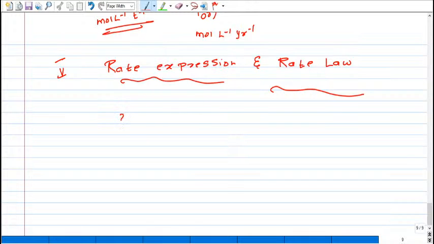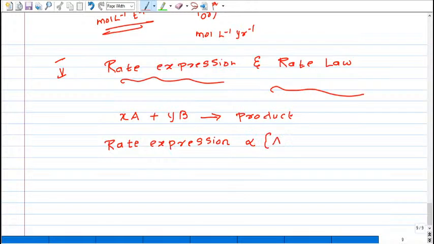For example, if I am going to give an equation like this, xA plus yB gives product, how to express the rate? There is a formula for finding the rate expression. Rate expression is directly proportional to the active mass of A into active mass of B. You should not put plus here. If there is a plus in the given equation, we have to convert it into multiplication. So this is the way of expressing a rate for a given equation.